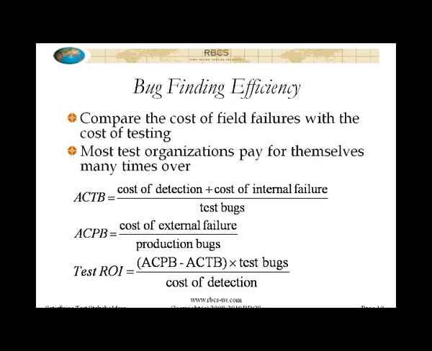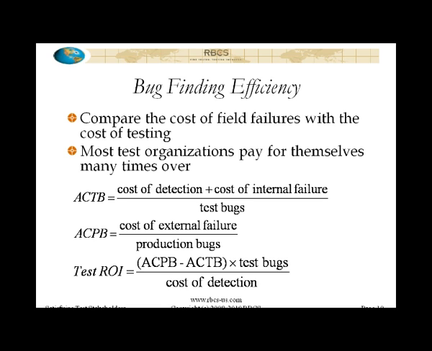Now, it's almost always the case that the average cost of production bugs is going to be greater than the average cost of a testing bug. It's really rare for that not to be the case. In fact, I cannot remember ever seeing it during an assessment for a client. So this is going to be some positive number, this average cost of production bugs minus average cost of test bugs. You multiply that by the number of test bugs found, and that's the net benefit of the test team.